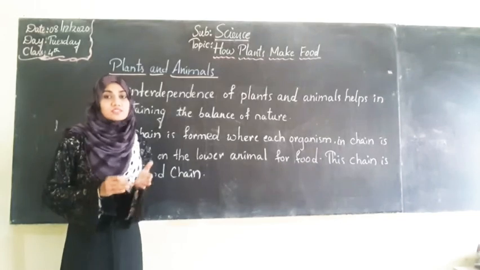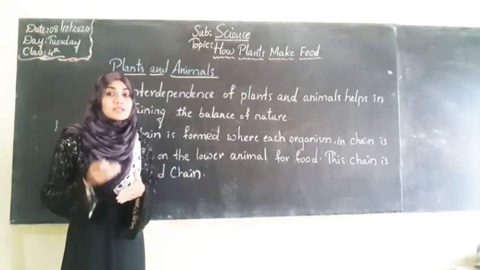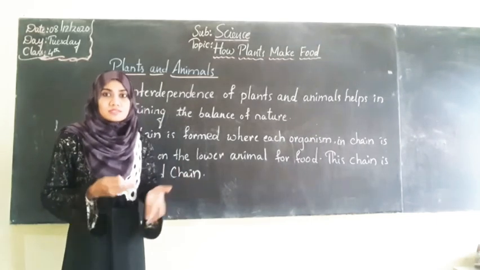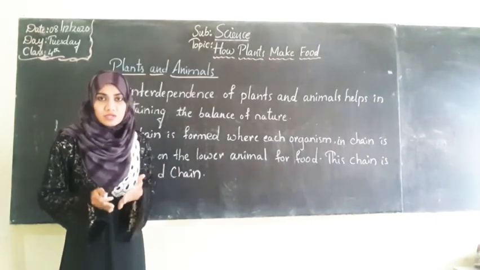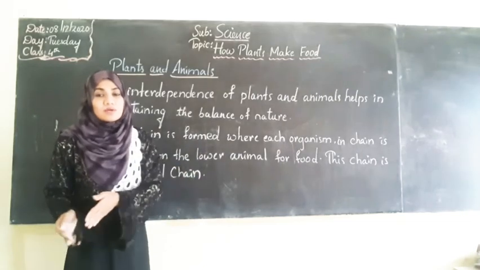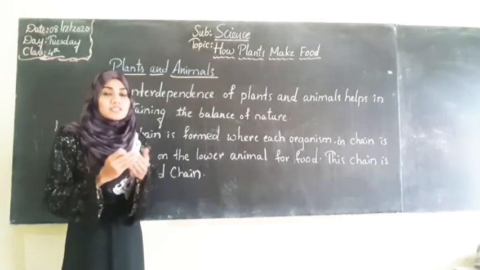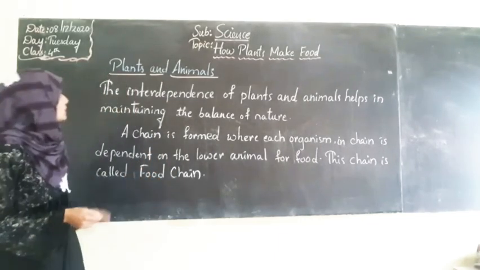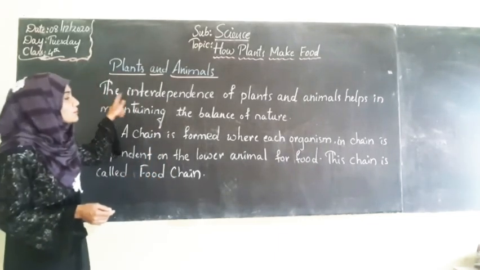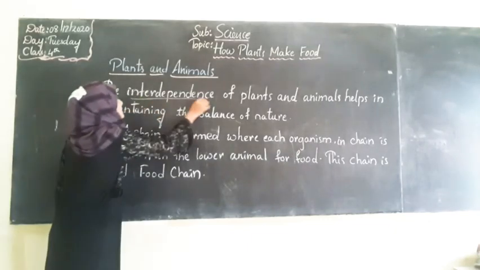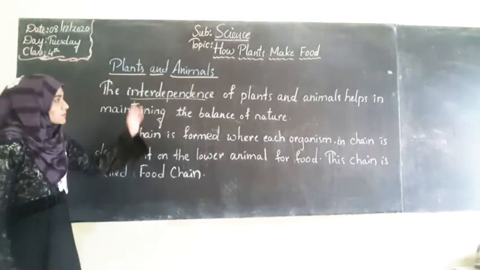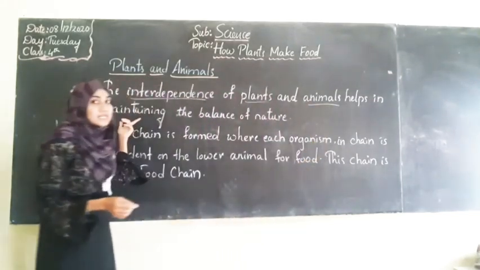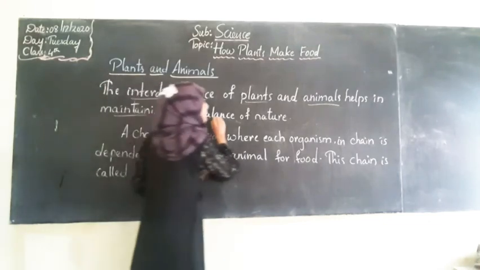Alright friends, so let us see how plants and animals are dependent on each other. Animals here means overall, like we human beings, the dogs, cats, insects, everything. Okay, so how plants and animals are dependent on each other, in that we will discuss the interdependency. Interdependency means depending upon each other. So the interdependency of plants and animals helps in maintaining the balance of nature.